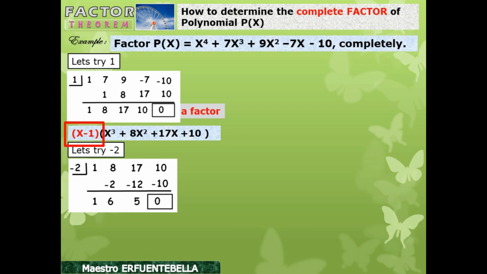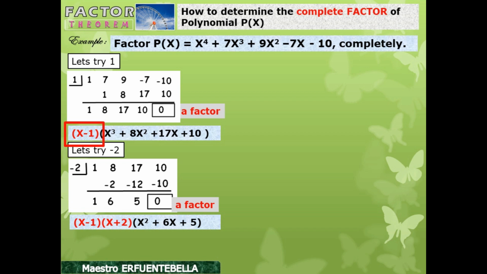So we bring down 1. Negative 2 times 1 is negative 2, added to 8 is 6. Negative 2 times 6 is negative 12, added to 17 is 5. Negative 2 times 5 is negative 10, so the remainder is 0. So it is a factor. Our first factor is x minus 1, don't forget to write the first factor, and the second factor is x plus 2. The remaining polynomial now is x squared plus 6x plus 5, and it is still factorable.